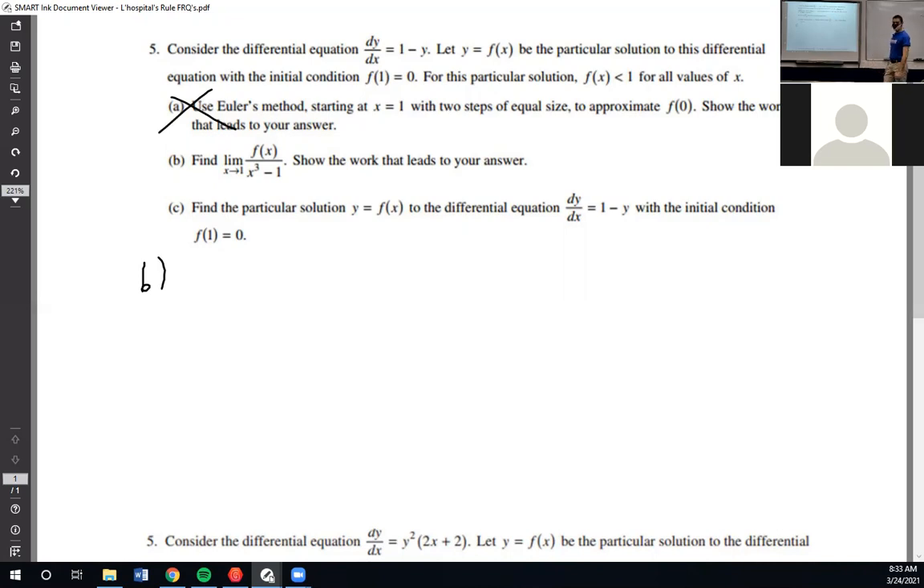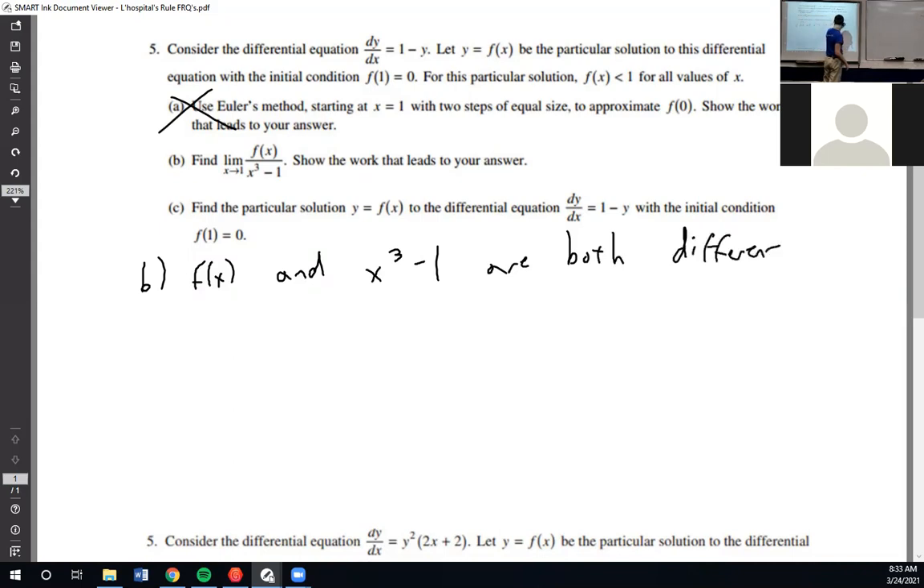Do we know that x cubed minus 1 is differentiable? Yes, we do. That's a polynomial. It's got to be differentiable. I can take the derivative of x cubed minus 1. So, f of x and x cubed minus 1 are both differentiable. Okay? There's thing number one you need to say.